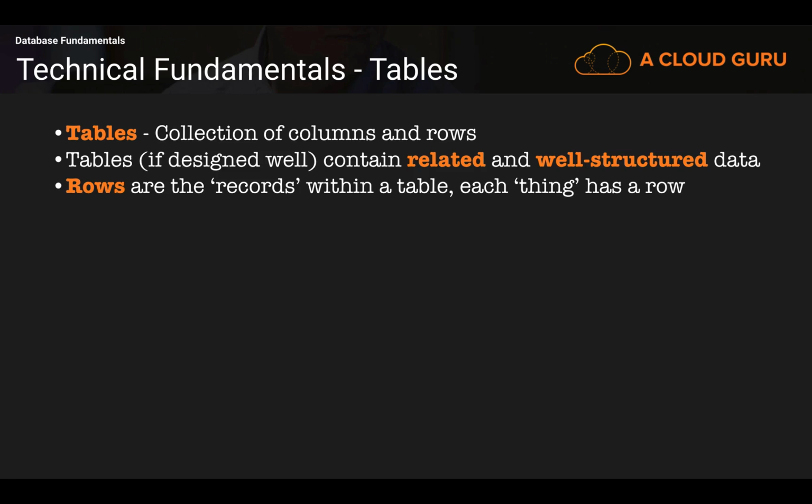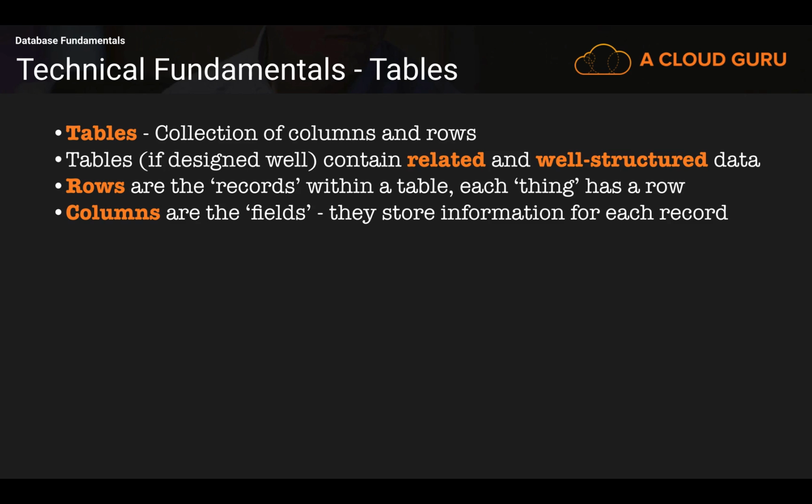Rows are the records within a table. For whatever your database stores, everything has a row. Columns are the fields, and they store information for each record and define what that information looks like. Let's take a look at an example. An employee table for a large business.